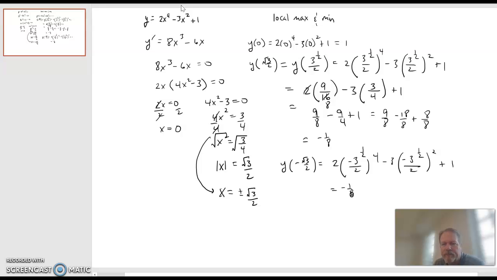So if I put a 0 in, I get a 1. If I put square root of 3 over 2 in, I get negative 1/8. If I put negative square root of 3 over 2 in, I get negative 1/8. Square root of 3 over 2, let's pull it up on the calculator real quick.